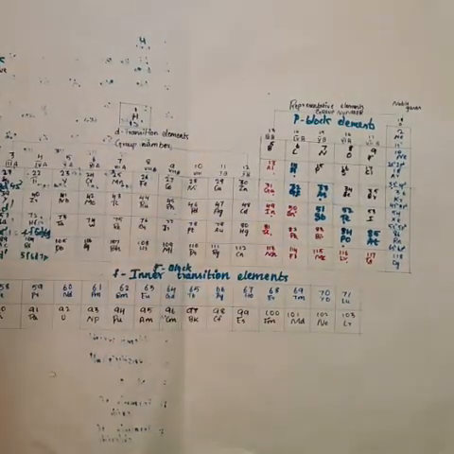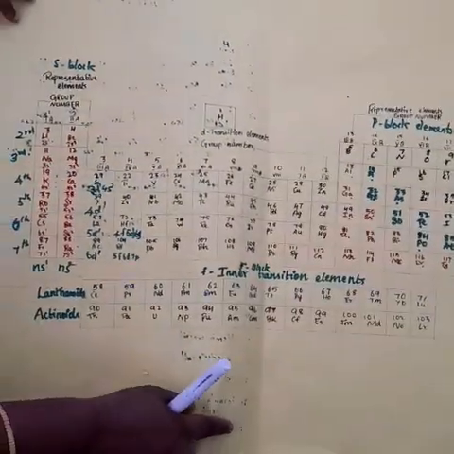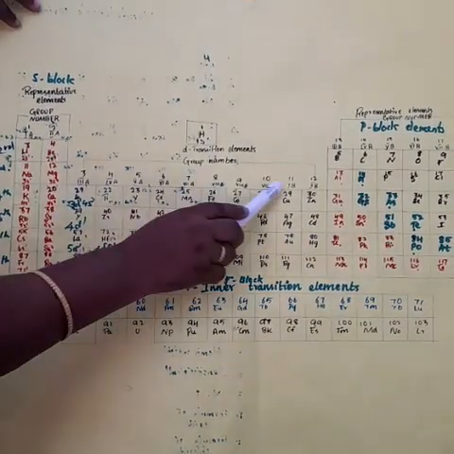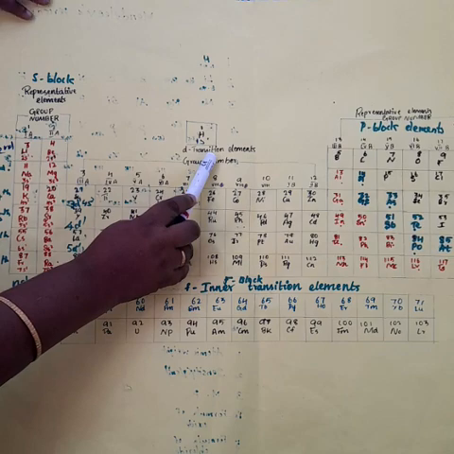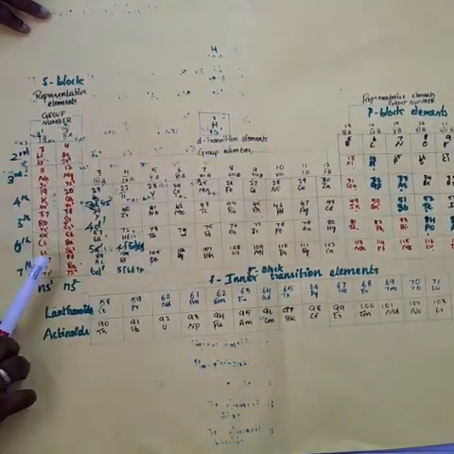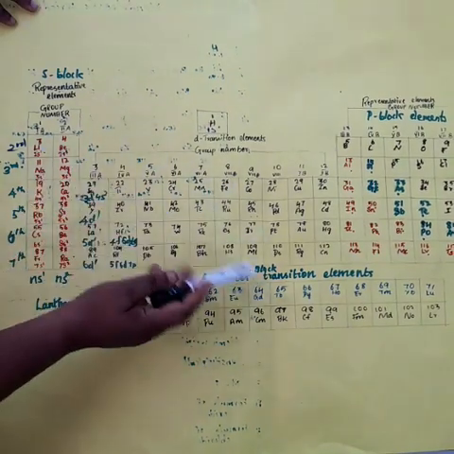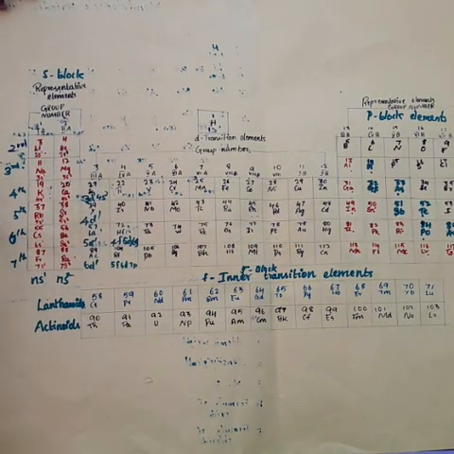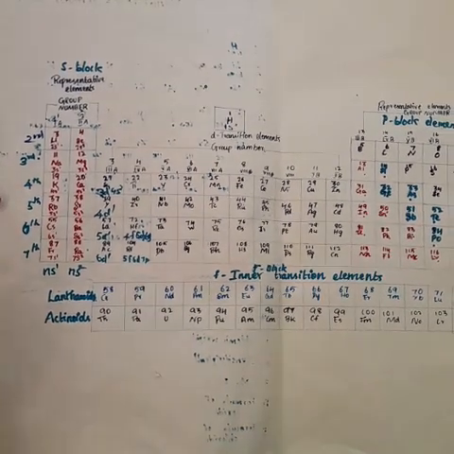But the D block elements are called the transition elements. The D block elements, otherwise called transition elements, have some elements with different properties. I will explain that later. So group 1 and group 2 are called the S block elements.